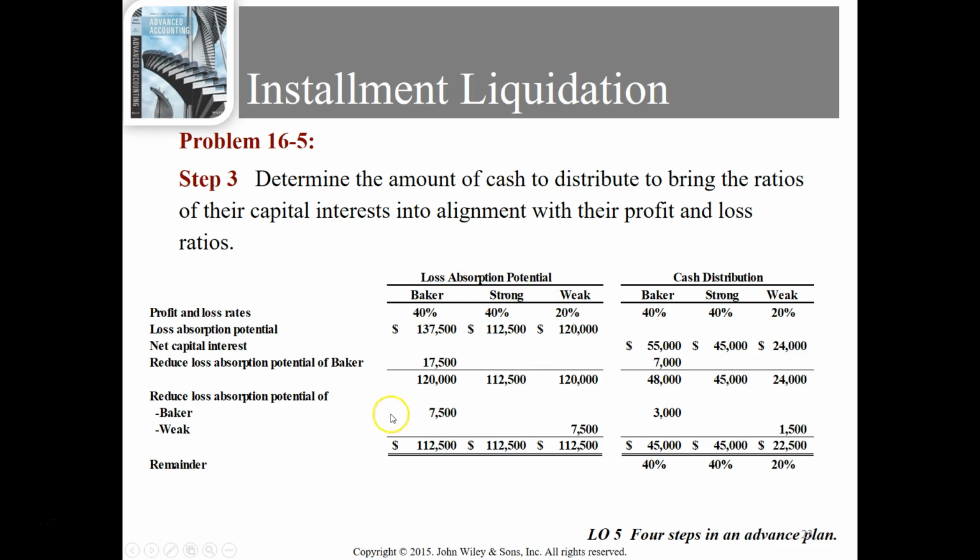Loss absorption potential, 7,500 for Baker, 7,500 for Weak, which means to Baker, 7,500 times 40%, I can give him $3,000. Weak, 7,500 times 20%, I can give a check for $1,500. So that's your loss absorption potential, which means that now the remainder in their balances, which is 45, 45, and 22.5, I can distribute in the 40, 40, and 20 ratio.